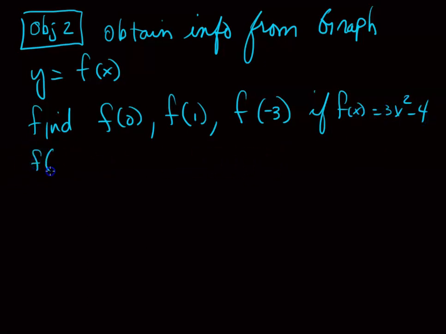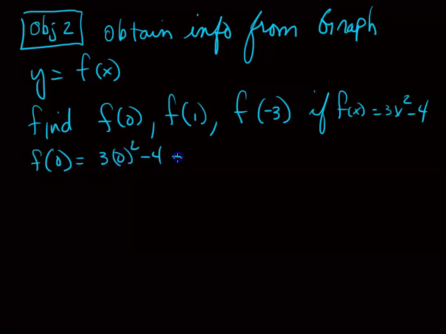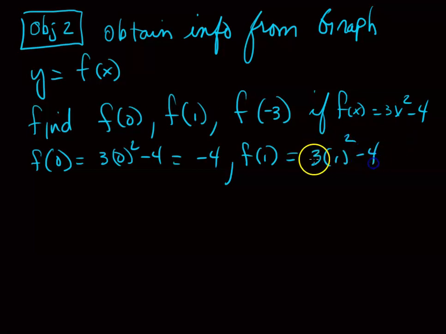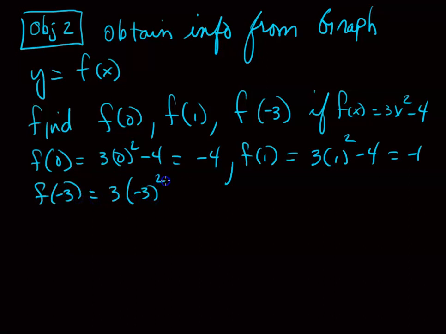So what is f of 0? That's 3 times 0 squared minus 4, negative 4. What is f of 1? This is 3 times 1 squared minus 4. 3 minus 4 is negative 1. What is f of negative 3? 3 times a negative 3 squared minus 4. Well, negative 3 squared is positive 9 times 3 is 27. Minus 4 is 23. So, you need to be able to do that.